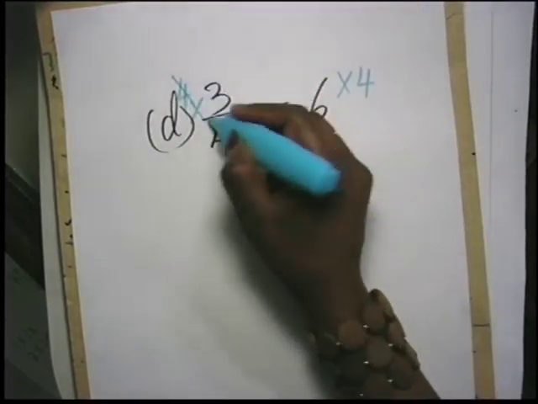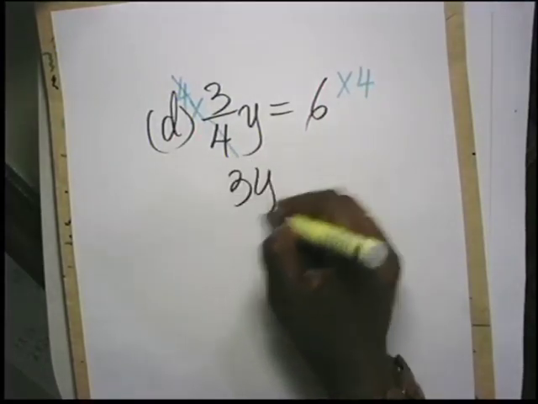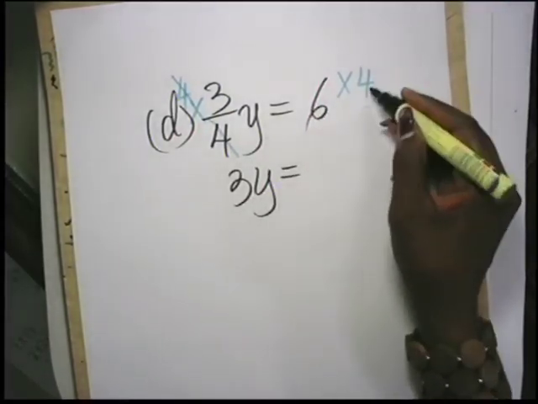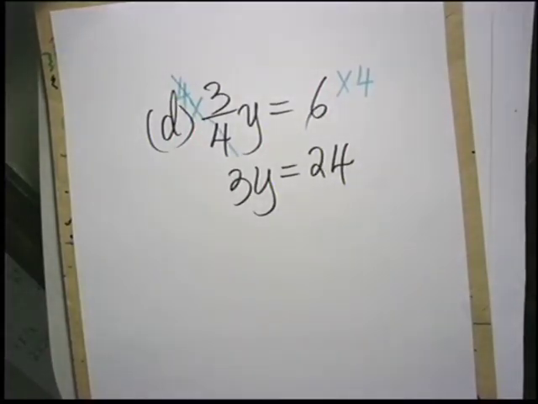Well, that means this 4 and this 4 will cancel. I'm only left with 3y. 3y is equal to 6 times 4, which is 24. I don't want the value of 3y. I want the value of y only. We are solving for y.